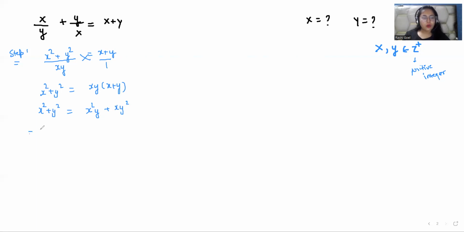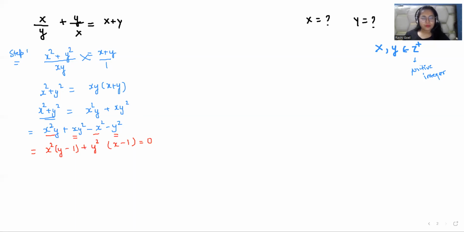So we'll take all the terms together. We'll take x square plus y square to the other side. So here, x square y plus xy square minus x square minus y square. From the first term and the third term, I'll take x square as common. So what is left? y minus 1. And from the second and the fourth term, I'll take y square common. So what is left? x minus 1 equals 0.